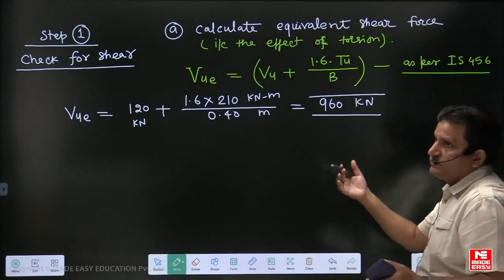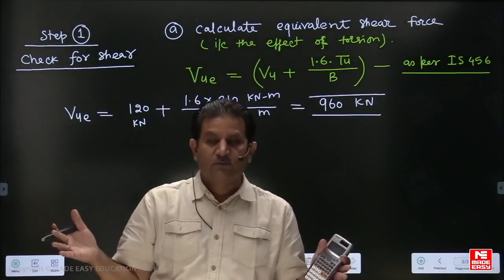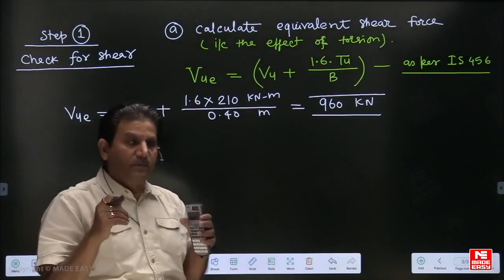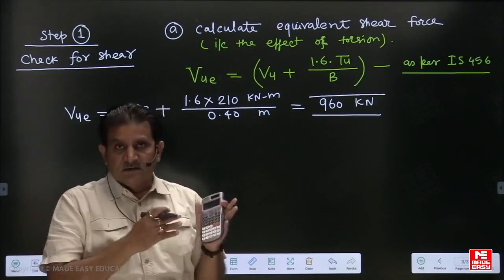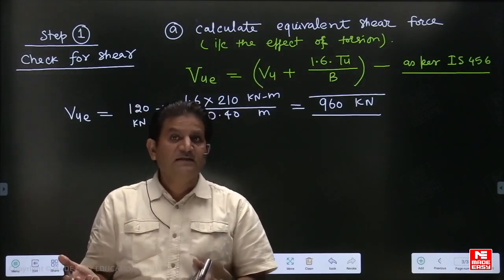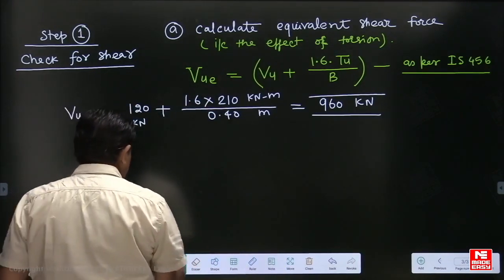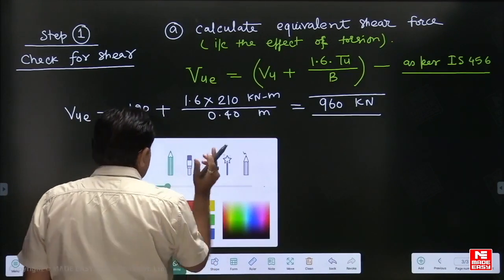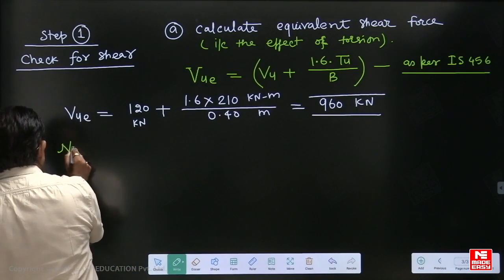So when torsion comes, then we have to design the beam for a very high value of shear force, and this is the most important part that makes this beam more critical, and this beam may fail in shear. That's why we are checking it for shear first, and then only we will go for design for normal bending and shear reinforcement. So we can check the nominal shear stress next.